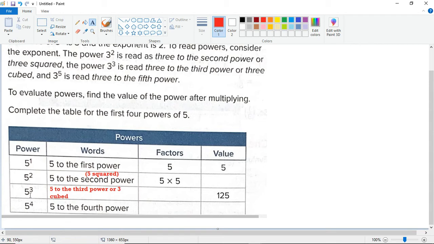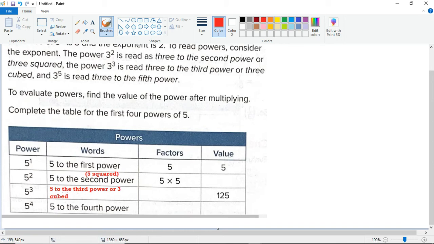Okay, this you would read 5 to the third power or 5 cubed. For this one, you would read it 5 to the fourth power. Okay, so fill that in your workbook. Okay, now we're going to fill in the rest of the chart.